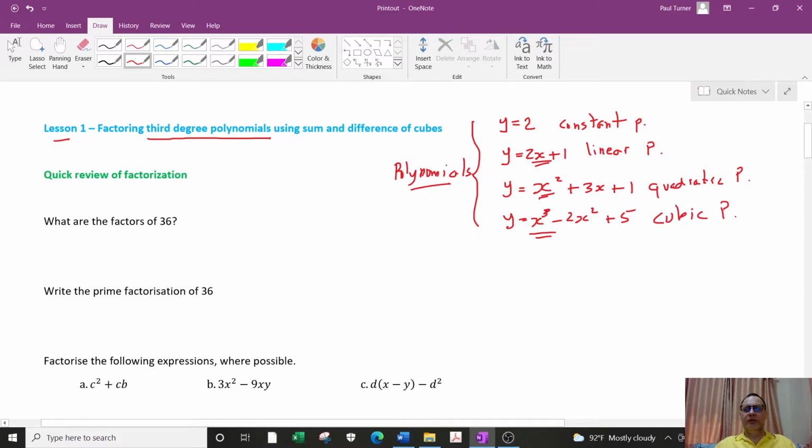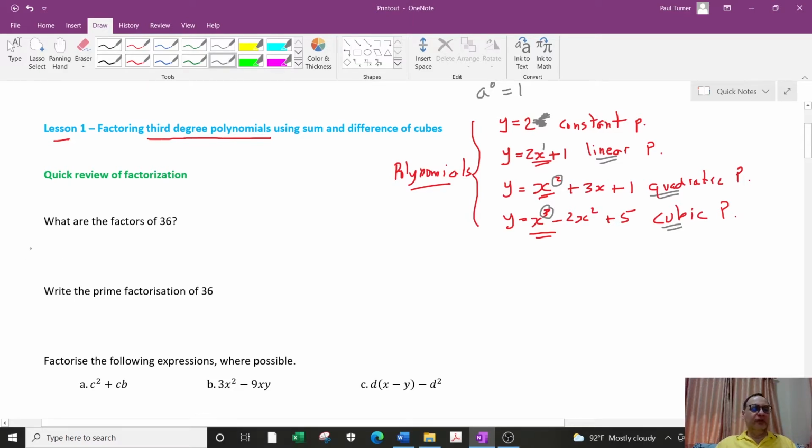Okay, notice we have powers here of x. This here, 2, is actually x power 0, because anything to power 0 is 1. So in this case, we normally don't write x^0 in a polynomial. This one is power 1. That gives it the name linear. This is power 2, which makes it a quadratic. And this is power 3, which makes it a cubic.